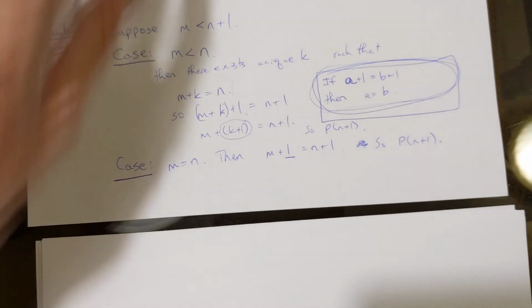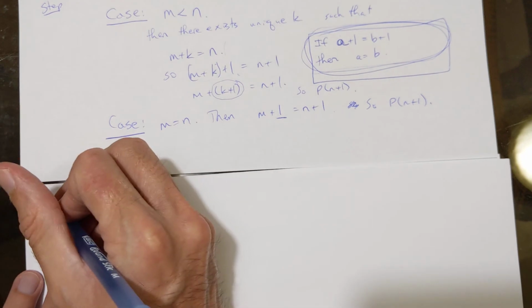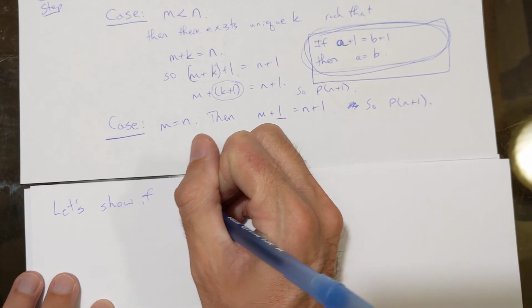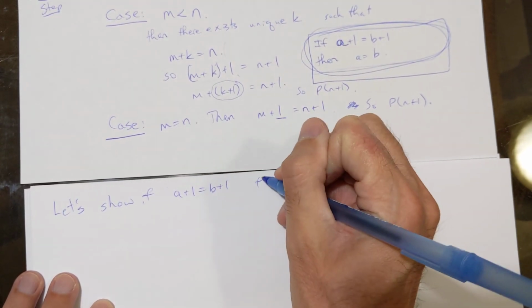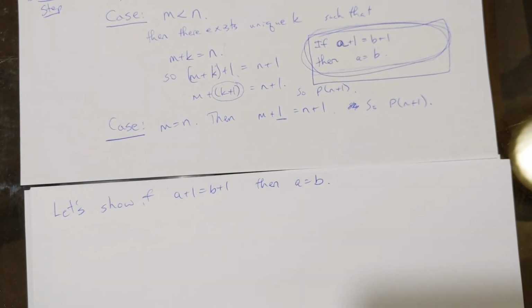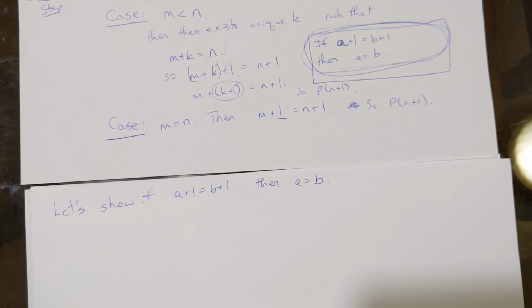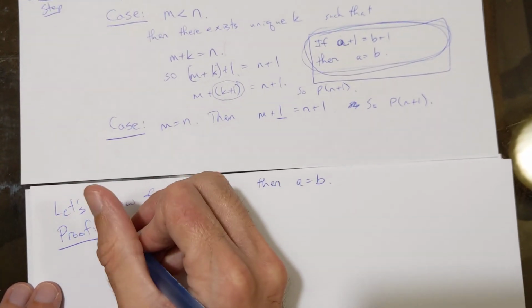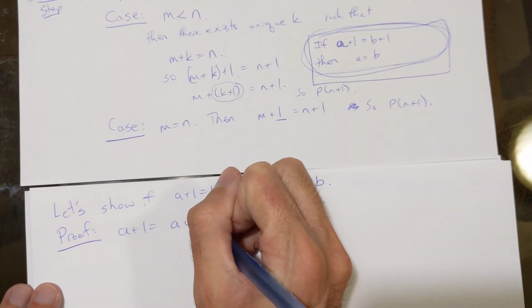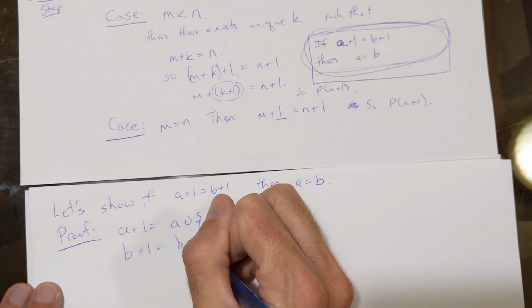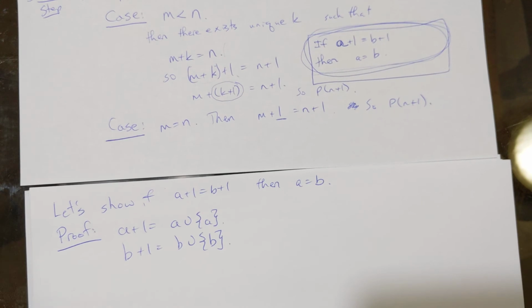Let's try that. Let's show that if a plus 1 equals b plus 1, then a equals b. Proof. What is a plus 1? It's just a union the singleton of a. What is b plus 1? It's just b union the singleton of b.